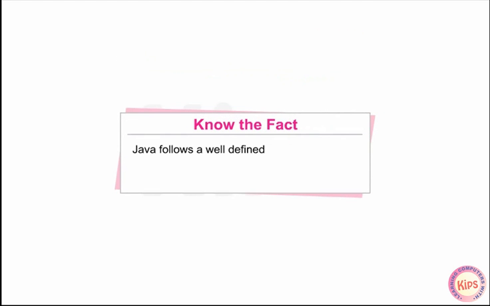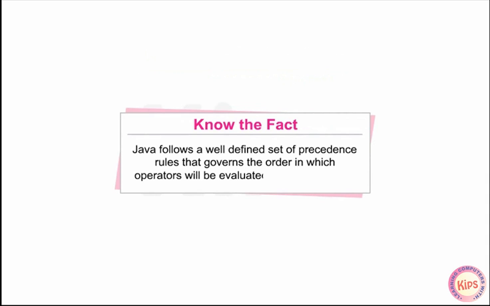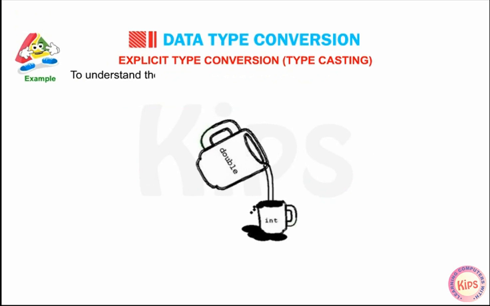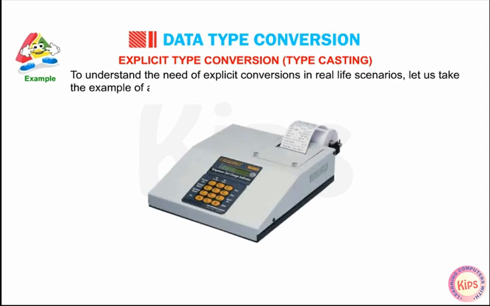Time for fact file. Java follows a well-defined set of precedence rules that governs the order in which operators will be evaluated in an expression. For example, to understand the need of explicit conversions in real-life scenarios, let us take an example of a billing machine at a grocery shop.